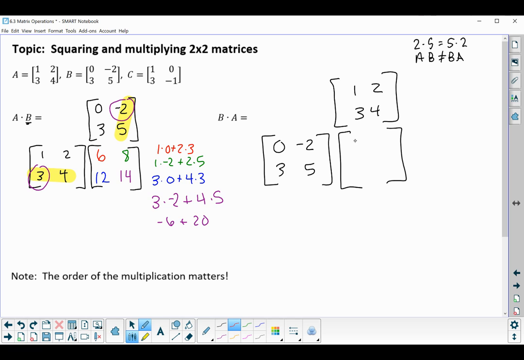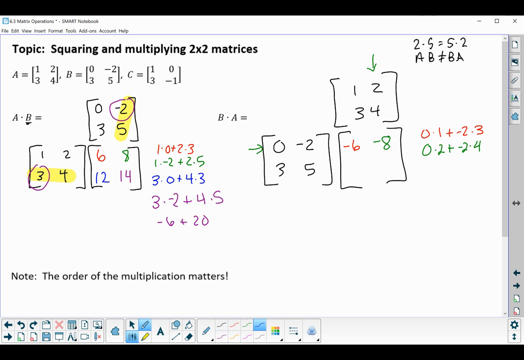So thinking about that first element, that would be 0 times 1 plus -2 times 3, so that's -6. Our second element, we're going to use the second column of A, so that's 0 times 2 plus -2 times 4, so that's -8.